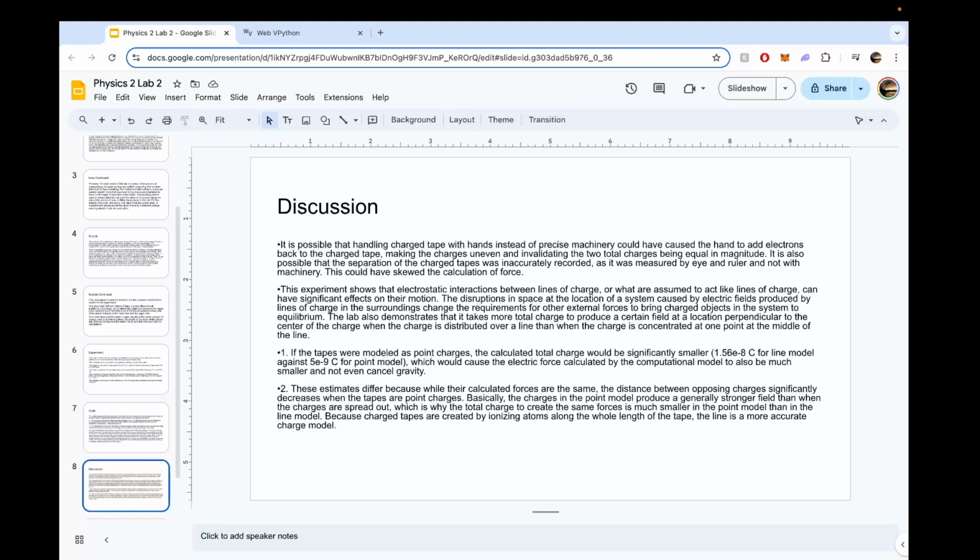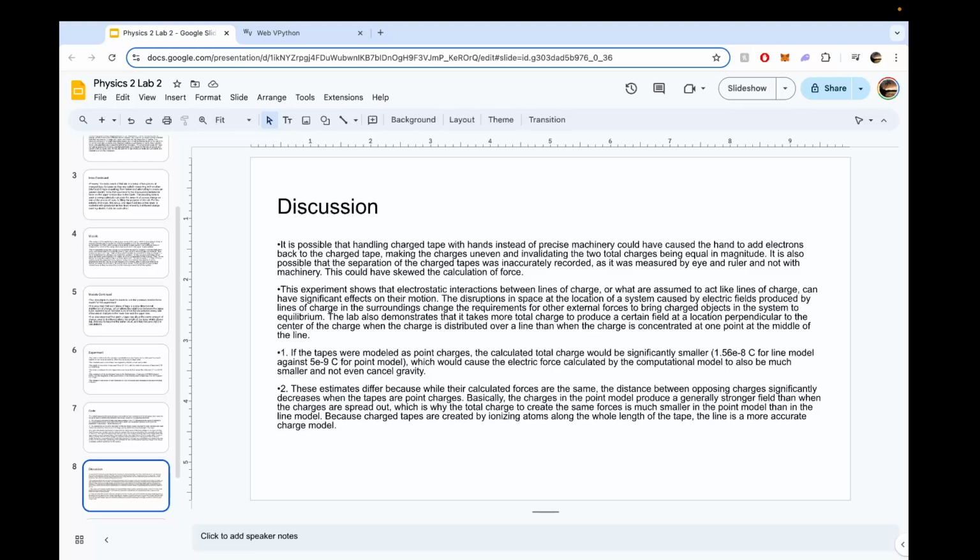Here's the discussion. It is possible that handling the charged tape with precise machinery could have made it more accurate. Obviously, there's some error with hand calculations. This experiment shows that electrostatic interactions between lines of charge, or what are assumed to act like lines of charge, can have significant effects on their motion. If the tapes were modeled as point charges, the calculated total charge would be significantly smaller.